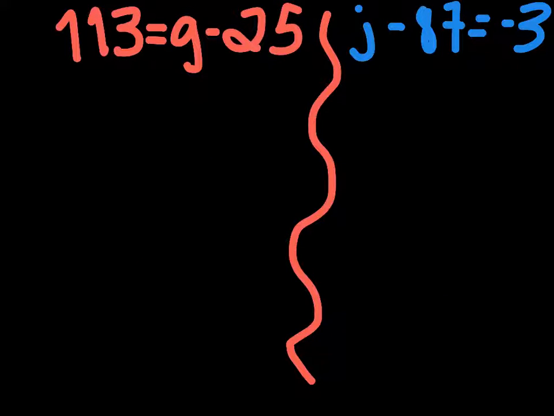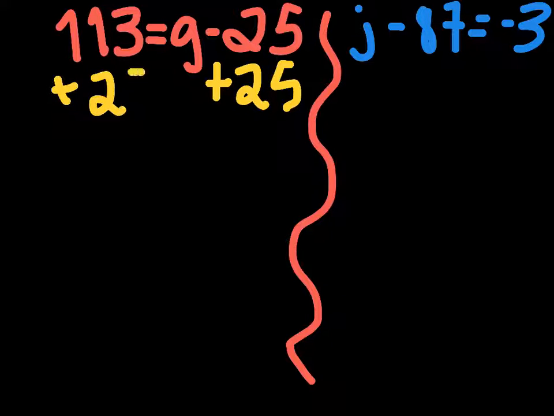Okay, so let's go ahead and try another one. 113 equals G minus 25. We're going to look at our sign, and we see that it's a negative sign, so we're going to have to do the opposite of it. We're going to add 25 on this side. And whatever you do on this side, you have to do on the other side, so we're going to add 25 over here.